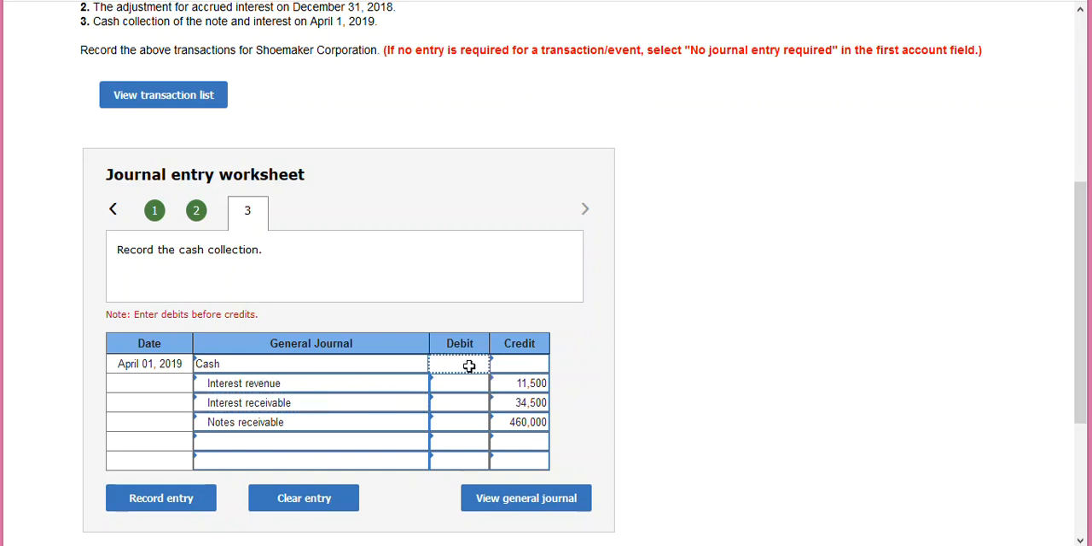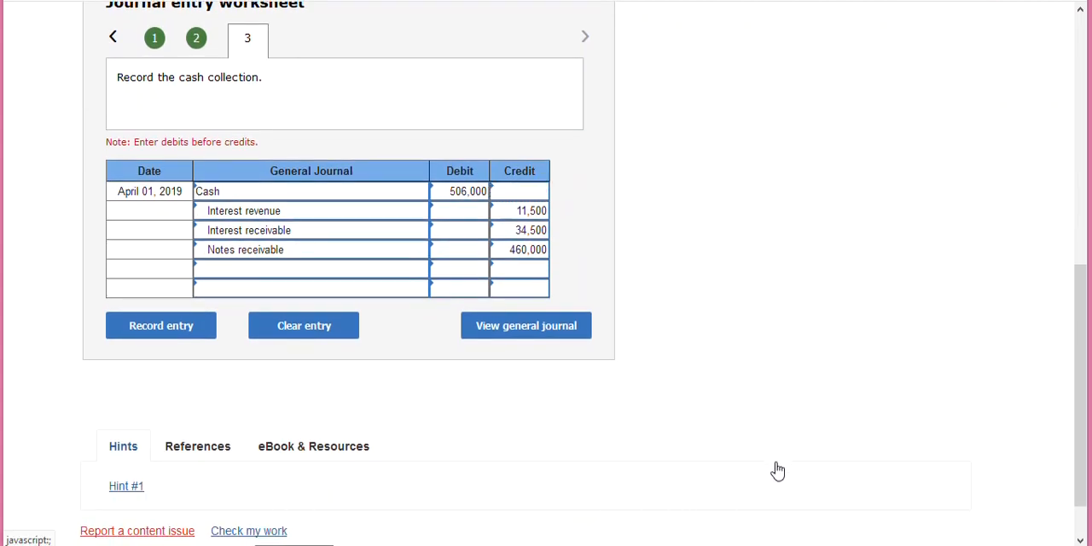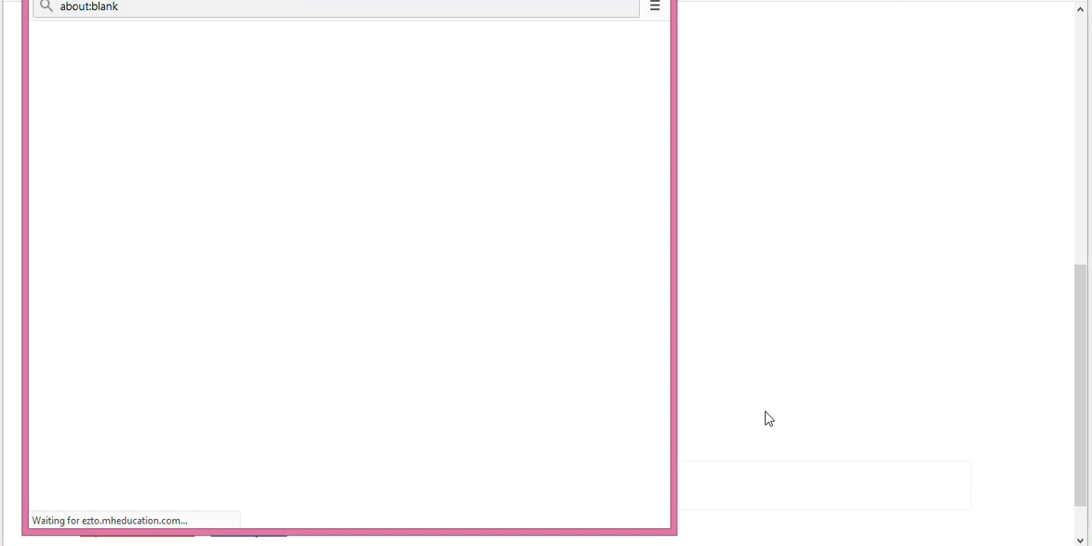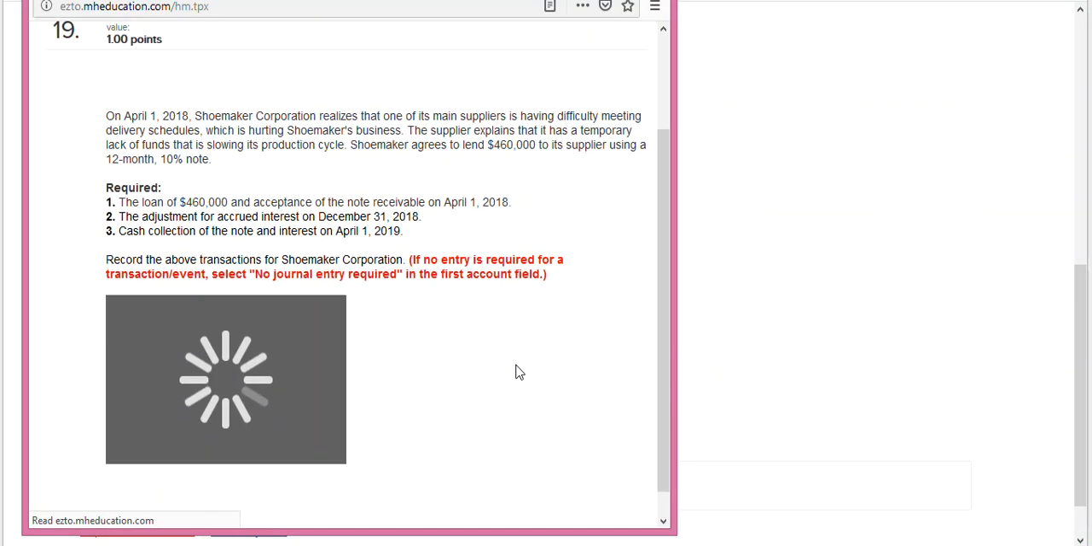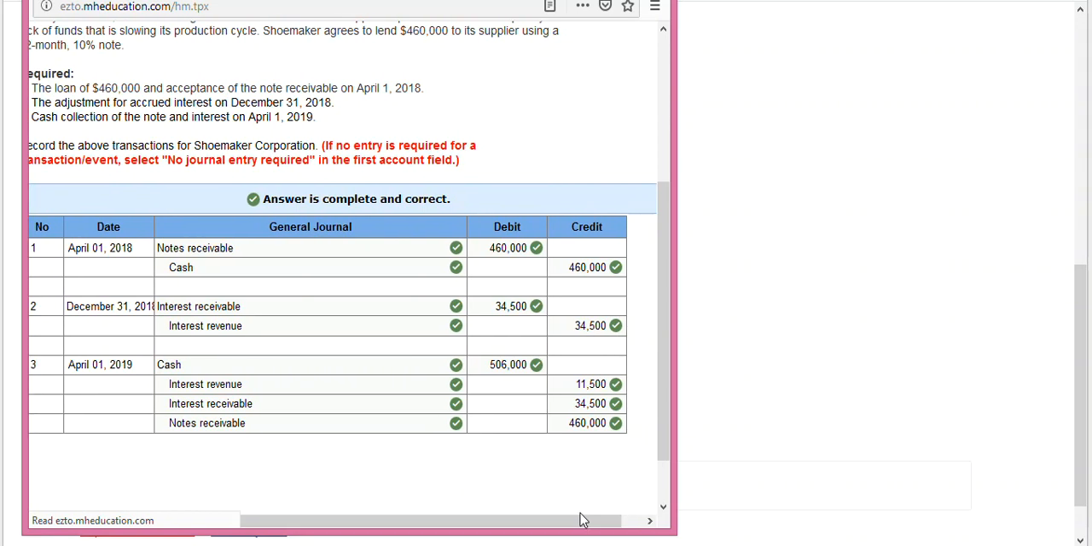And that's actually how much we're going to get. They are going to pay us $460,000 because that's what we loaned them. But they're also going to pay us 12 months of interest, which would be the $34,500 and the $11,500. So the total amount that they're going to pay us, and the amount that it takes to get our debits in balance with our credits, is $506,000. Now let's just see if I did my math right before we call it quits. So yours should look something like that. So I hope this helps as you do your homework, but as always, if you have questions, feel free to ask.